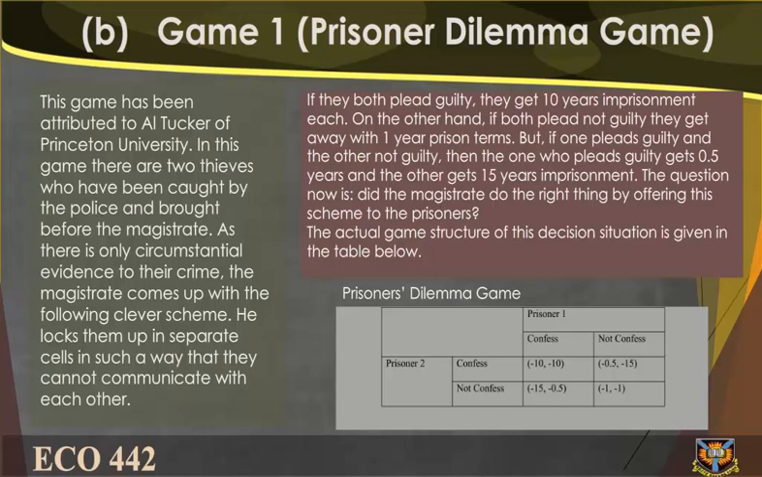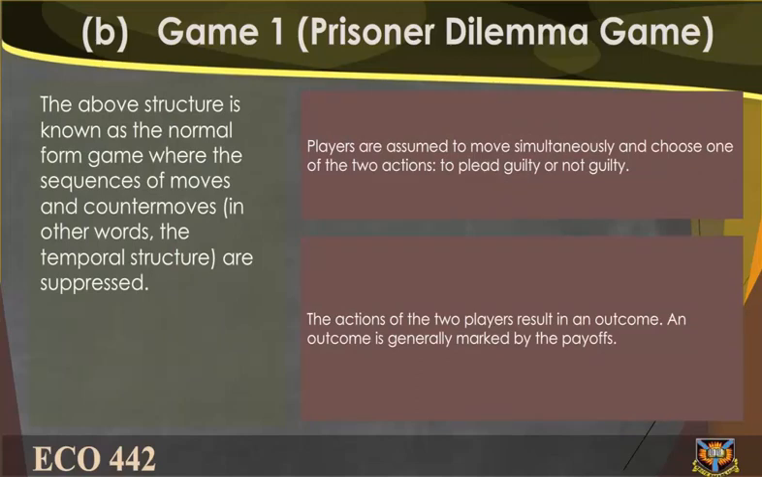The actual game structure of this decision situation is given in the table below. Prisoner's Dilemma Game. The above structure is known as the normal form game, where the sequences of moves and countermoves, in other words, the temporal structure, are suppressed. Players are assumed to move simultaneously and choose one of the two actions, to plead guilty or not guilty. The actions of the two players result in an outcome. An outcome is generally marked by the payoffs.